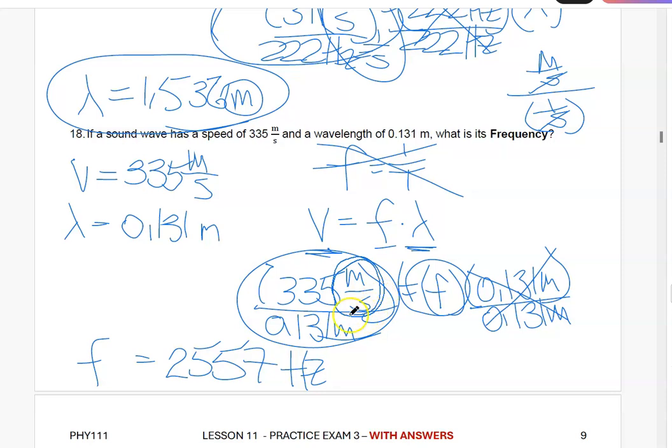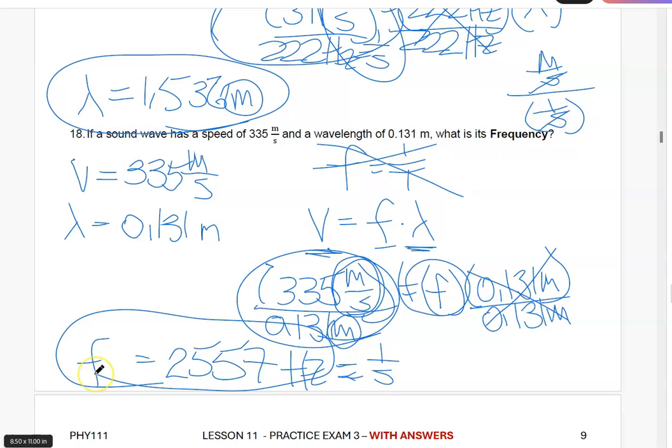We're actually dividing meters per second by meters. Well, what happens when you get rid of the meters? You're left with per second, 1 over seconds. And that makes sense because that's the same as a hertz. So that's our answer, 2,557 hertz.